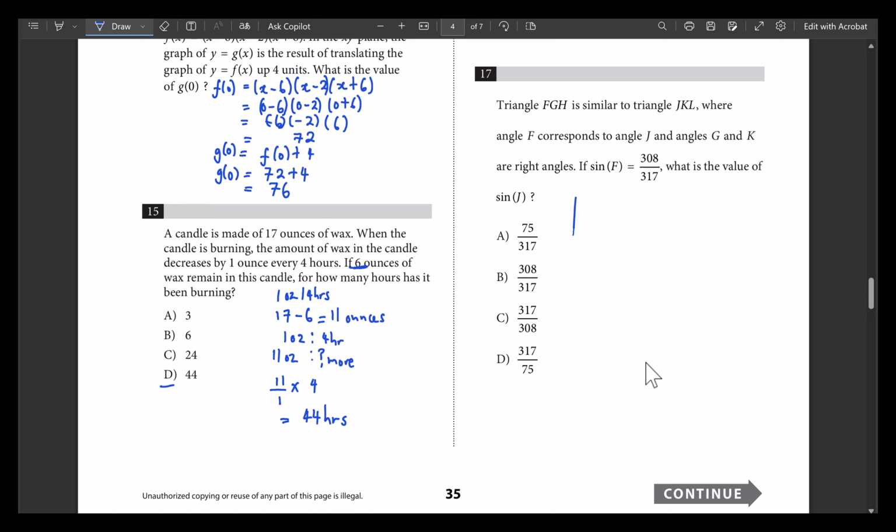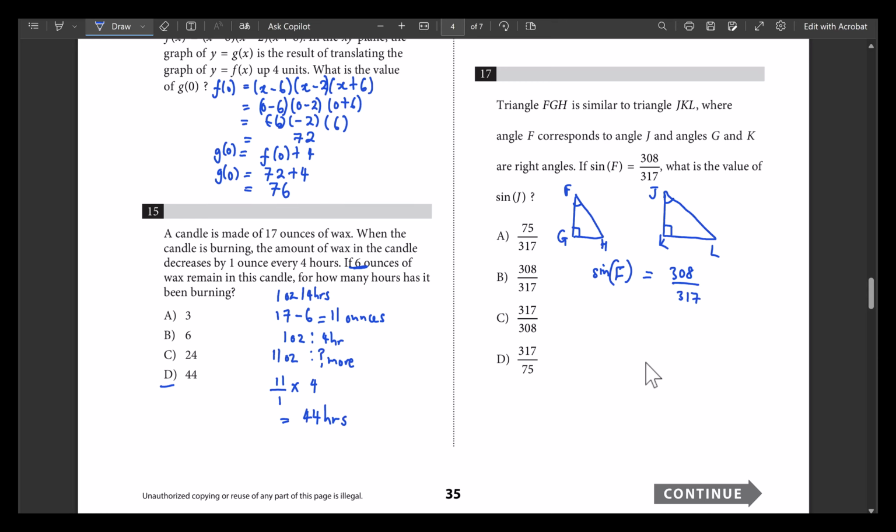I'm going to quickly sketch the triangles that were given. We have F, G, and H. And then we have another triangle, J, K, and L. G and K are right angles, and the angle F corresponds to the angle J. And we're told that sine F is equal to 308 over 317.